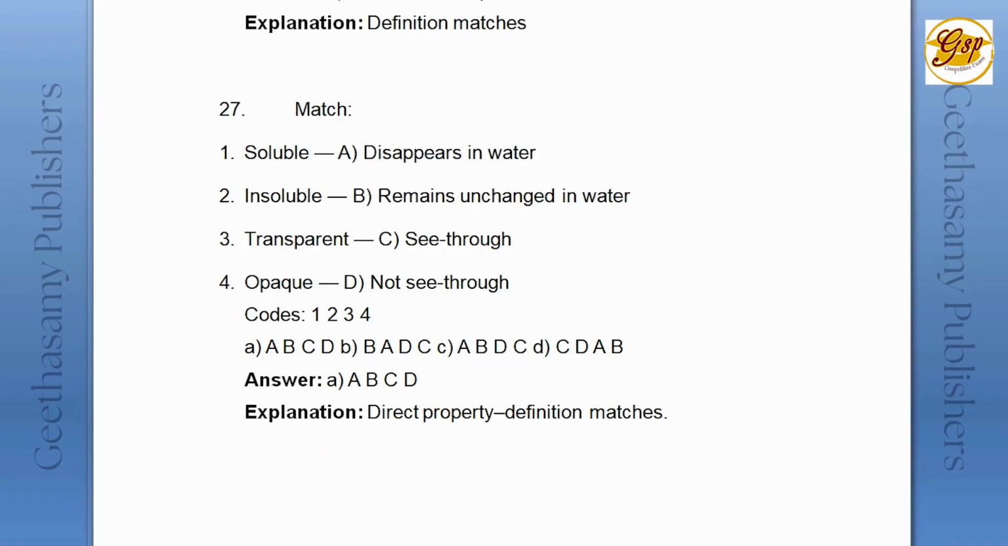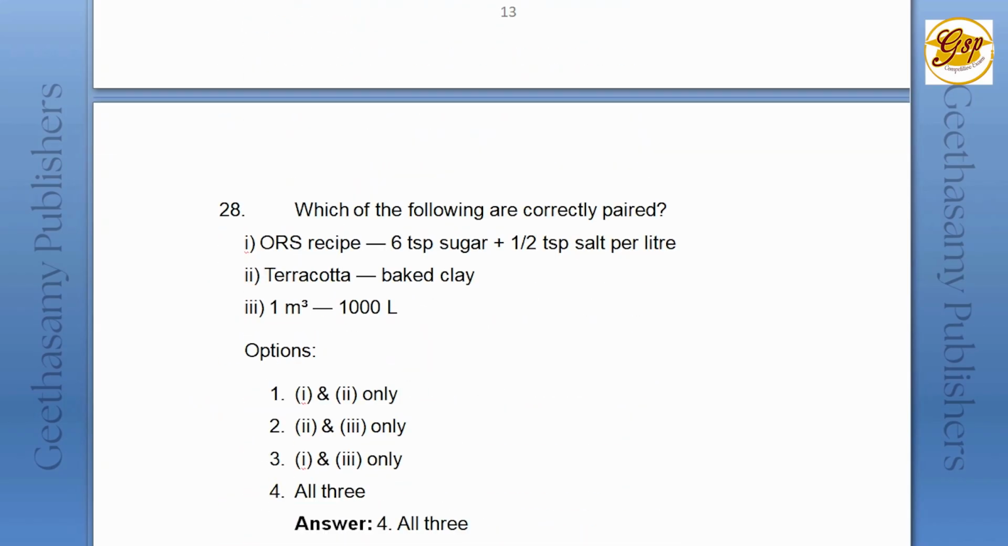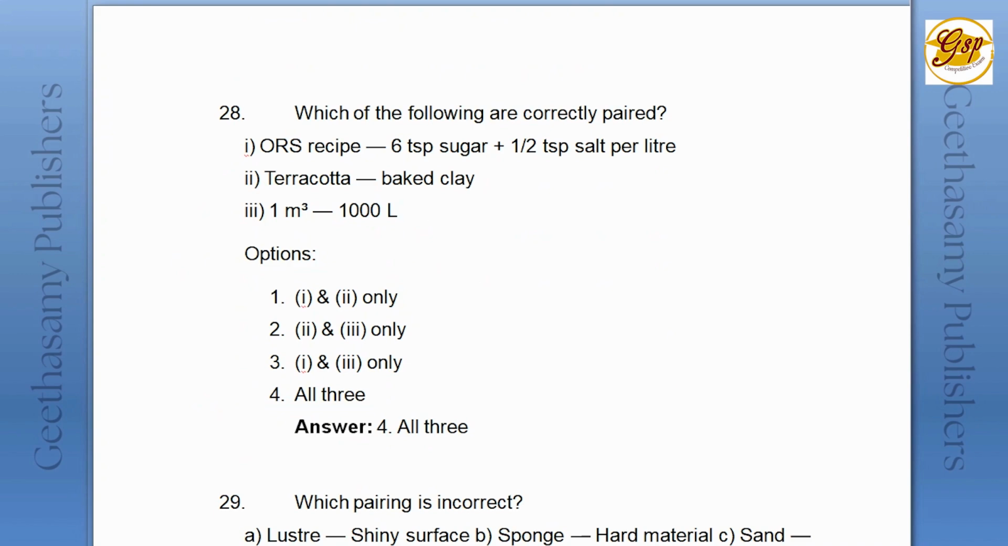And 27th question, it is match. Soluble: disappears in water; insoluble: remains unchanged in water. Transparent: see-through; opaque: not see-through. So the codes are 1, 2, 3, 4. So they are correctly matched. Answer is A, B, C, D. All are true. So it's directly the property and it defines it. It's all definitions. Fine. Then 28th question.